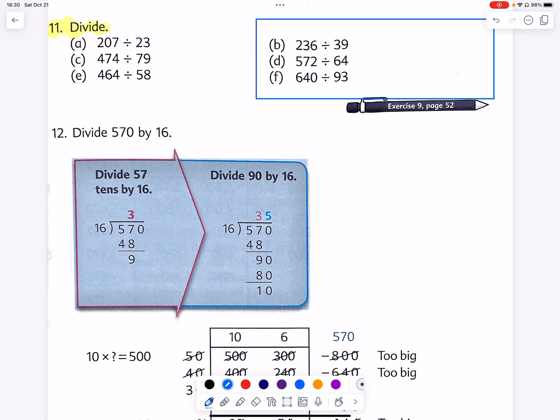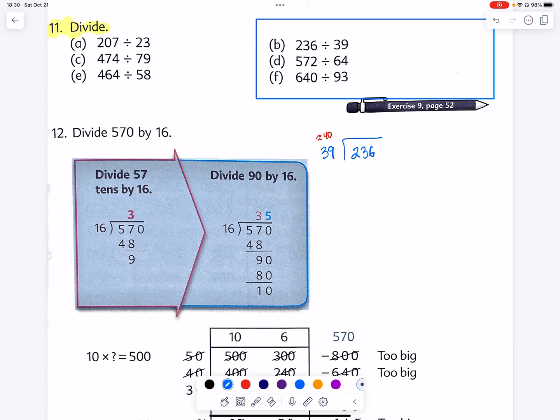So 236 divided by 39. I'm going to do it the long division way, friends. So we're going to write 236 divided by 39. One of the ways to think about it, as I told you in the previous lesson, is to think of 39 as a round number, 40, right? Let's ask ourselves a question. How many times would 40 go into 236? How many times 40?